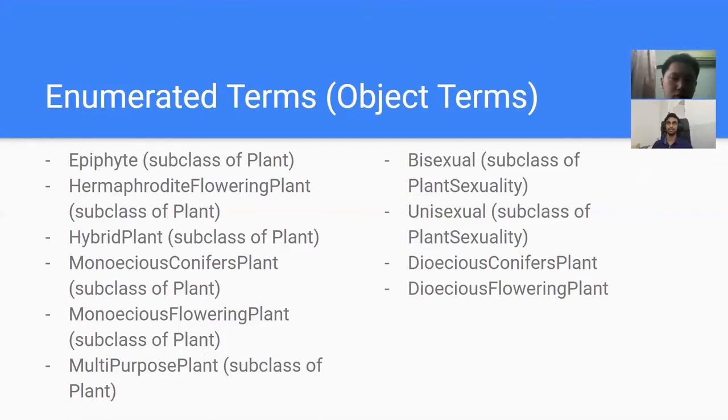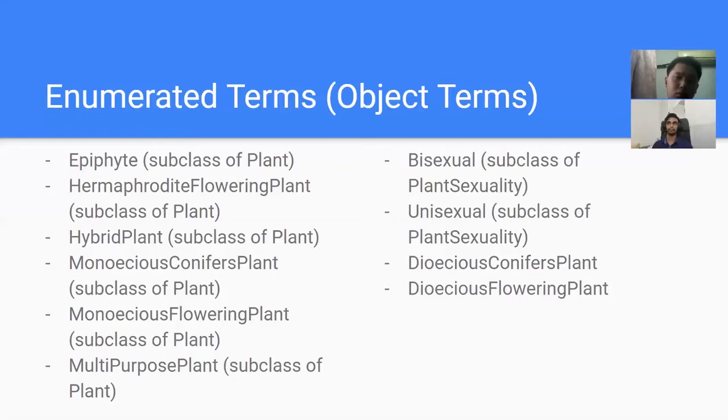Hermaphrodite flowering plant is a subclass of plant which is a plant with a flower that has both male and female reproductive organs within the same flower. We use this in our ontology to describe bisexual flowers. Hybrid plant, a subclass of plant, is a plant that is a byproduct of two distinct parents. In our ontology, we have described any plant that has at least two parent plants as a hybrid plant.